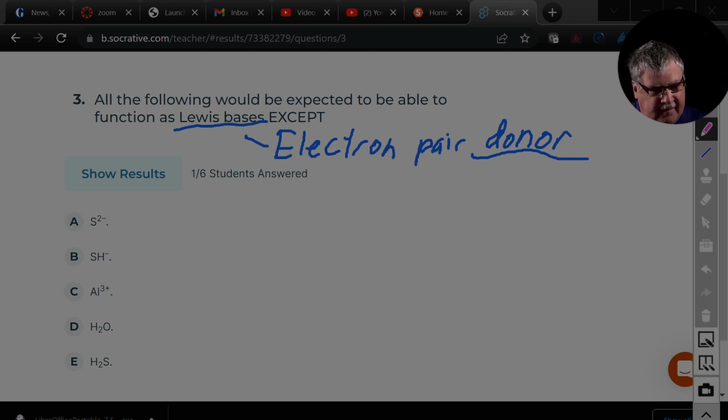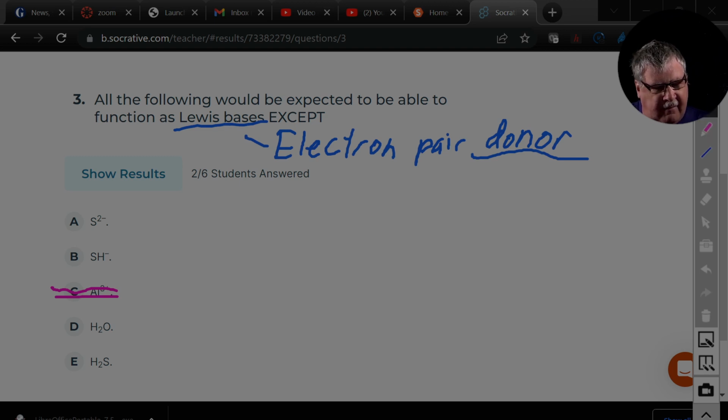Go ahead. What do you think? The only one I can eliminate, given that, is this. Aluminum is not a good Lewis base. Aluminum ion is a good Lewis acid. It's electron deficient. All these others are Lewis bases, but which one's going to be able to give up electrons the most easily? The one with the most negative charge. Yeah, exactly.